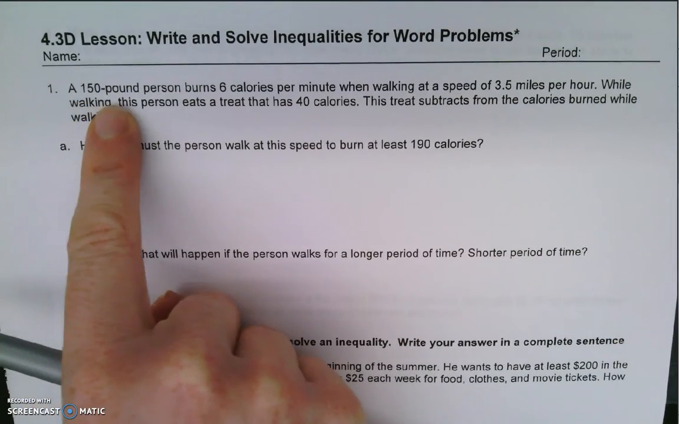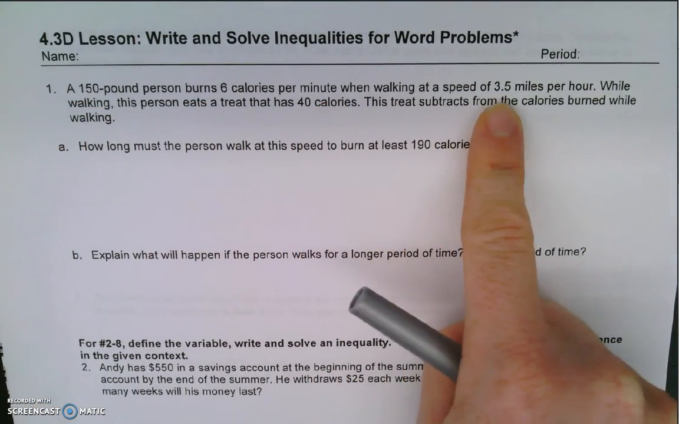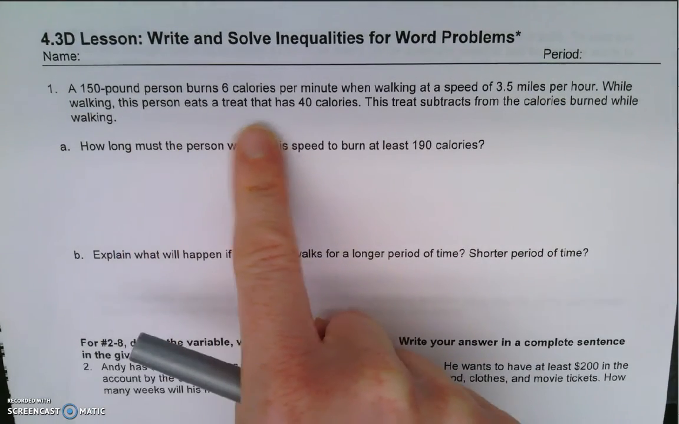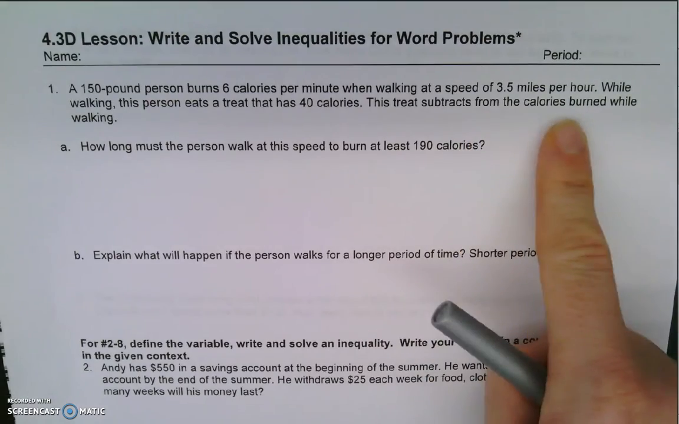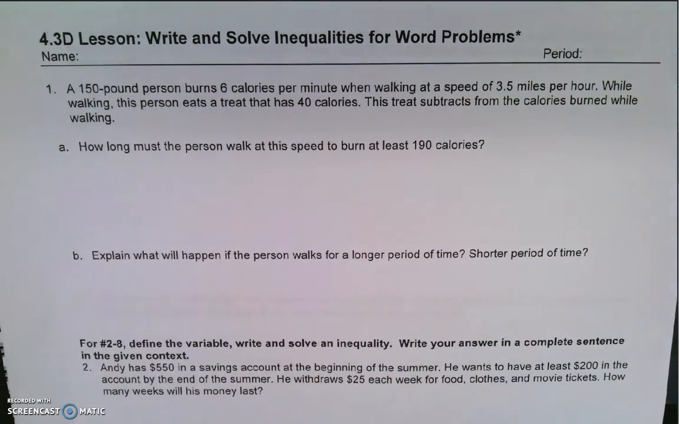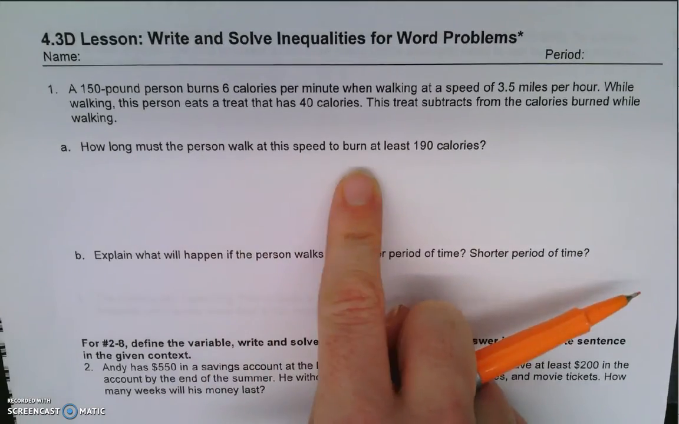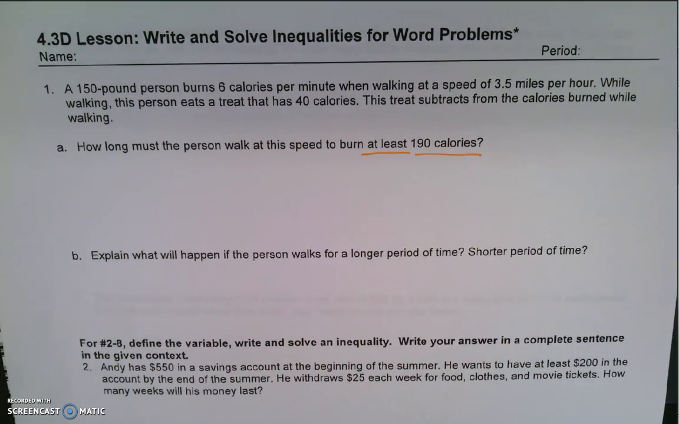A 150-pound person burns 6 calories per minute when walking at a speed of 3.5 miles per hour. While walking, this person eats a treat that has 40 calories. This treat subtracts from the calories burned while walking. So let's look at what the question is. How long must a person walk at this speed to burn at least 190 calories?